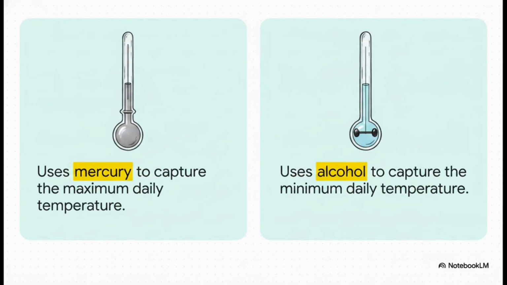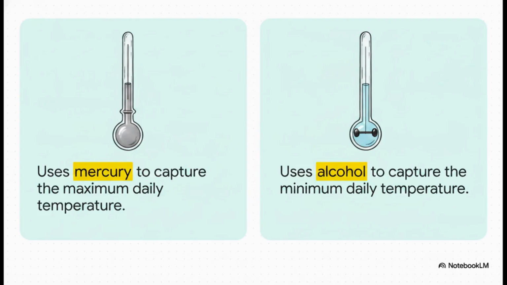Okay, so what exactly is hiding inside that Stevenson screen? Well, we use two very distinct instruments to capture the daily temperature extremes. First, we have the maximum thermometer. This one uses mercury. As the day heats up, the mercury expands and gets pushed up the tube. But right near the bottom bulb, there's a tiny, narrow constriction. When the temperature eventually drops later in the day, that constriction actually breaks the thread of mercury, so the liquid can't fall back down. It literally stays frozen right at the absolute highest temperature of the day.